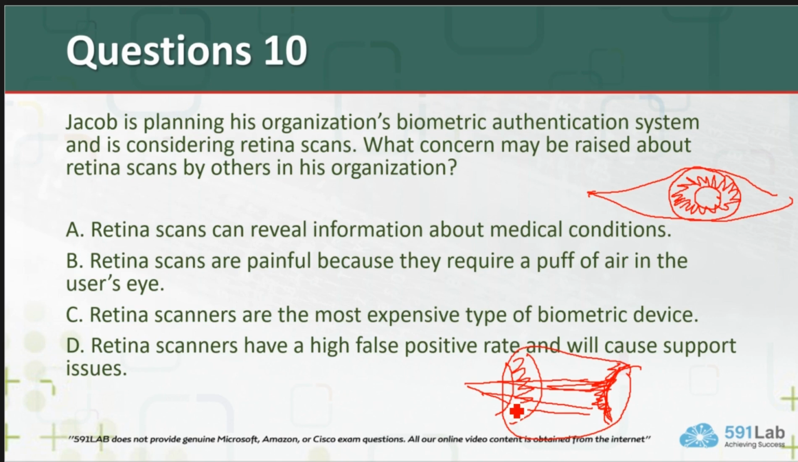So the answer for this one is actually A. They can reveal information about medical conditions. Even if you have high blood sugar levels, they can sometimes cause deformations in the blood vessels right here, and this can sometimes also change your retinal signature, and will reveal that you have high blood sugar levels as a medical condition as well.